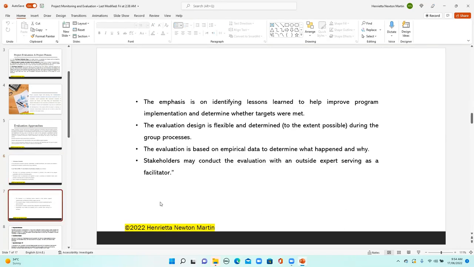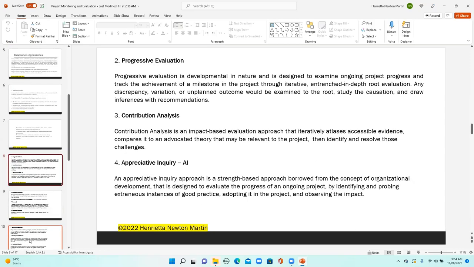This is as per Patton. He says that the emphasis in the participatory approach is on identifying lessons learned to help improve program implementation and determine whether targets are met. The evaluation design is flexible and determined, to the extent possible, during the group processes. Next, the evaluation is based on empirical data to determine what happened and why. And the stakeholders may conduct the evaluation with an outside expert serving as a facilitator. So this is the significance as given by Patton in 2008.